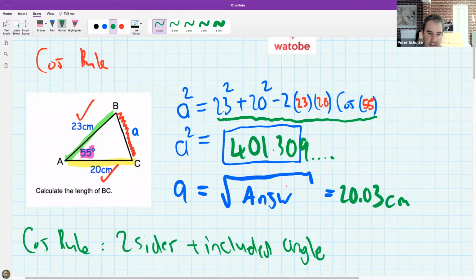So this is an example. What does that actually mean? It means that this a value over here is going to be 20.03 centimeters.